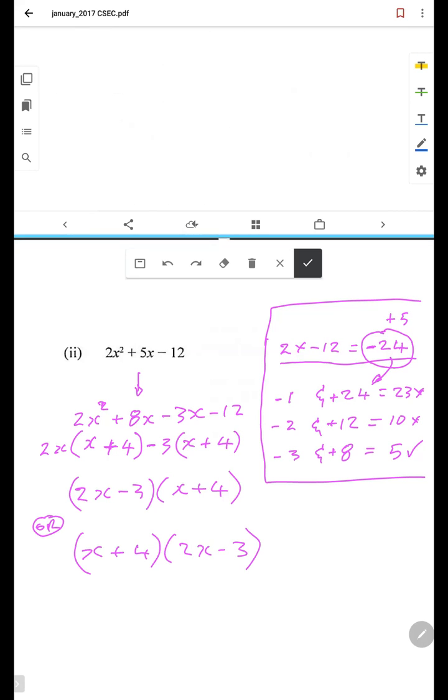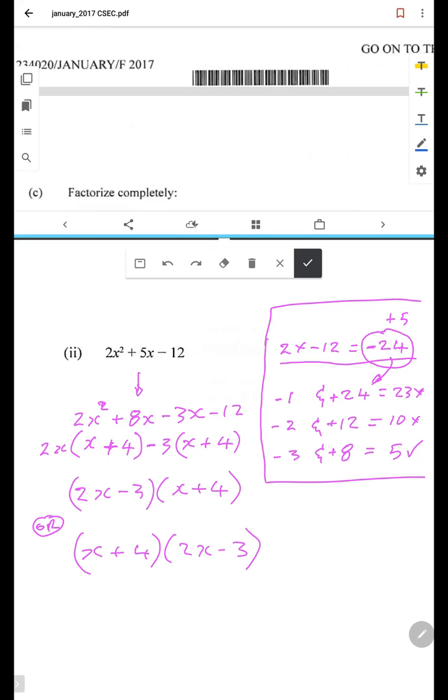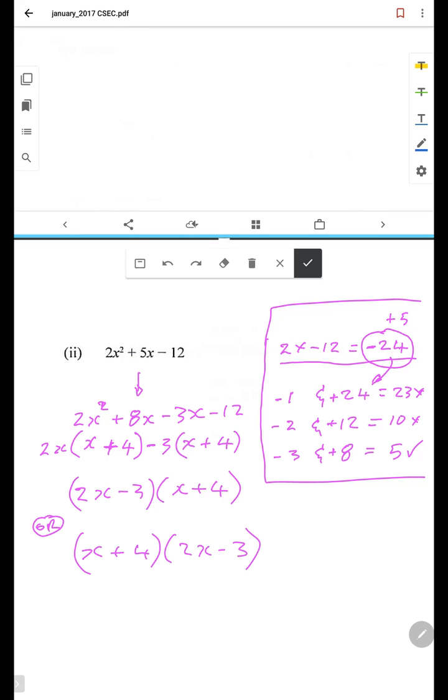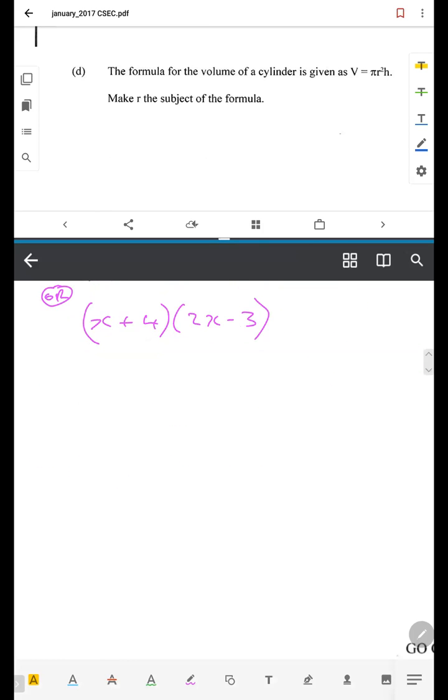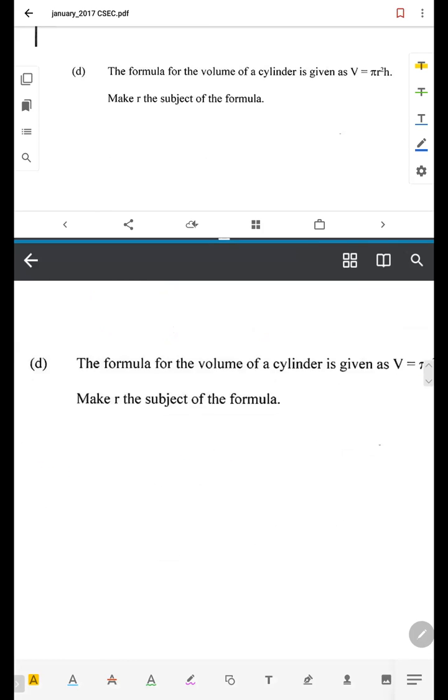All right, so let's see where we reach up here. That's going on to the next page. All right, so let's go. So next part here.